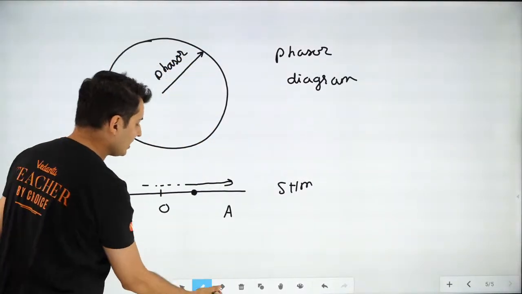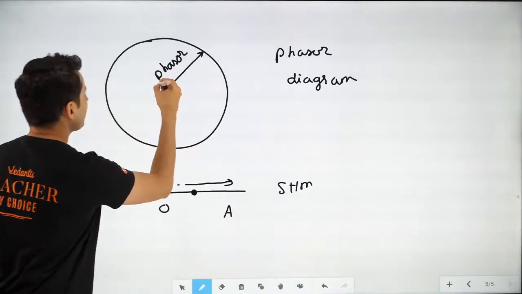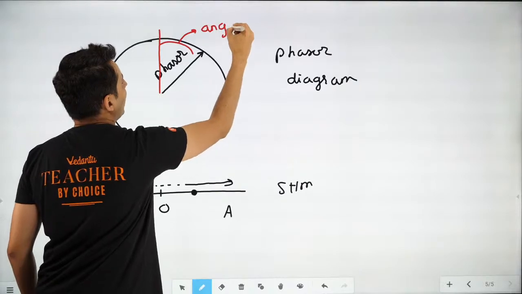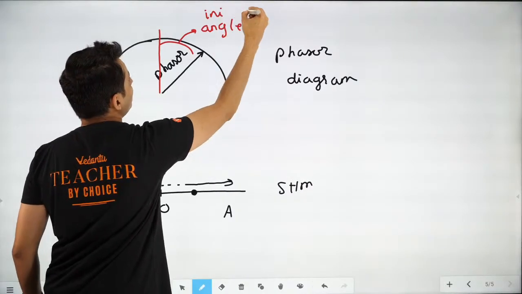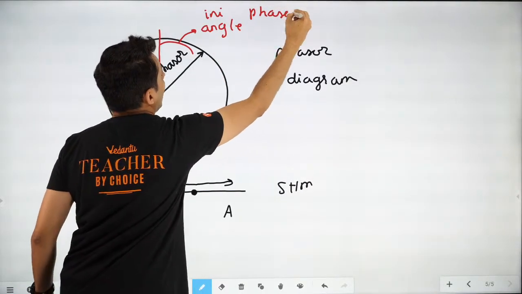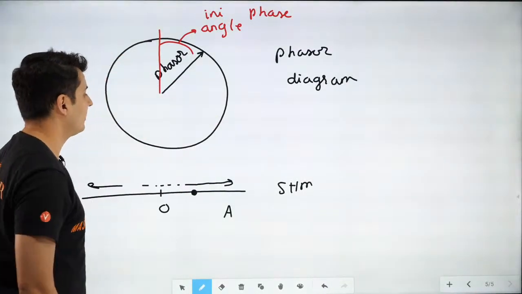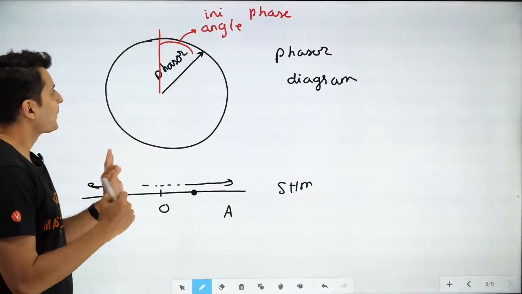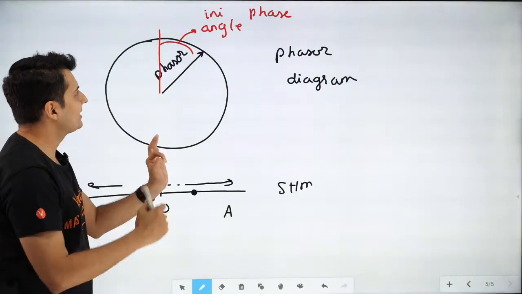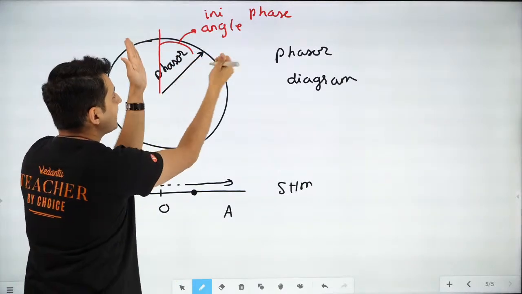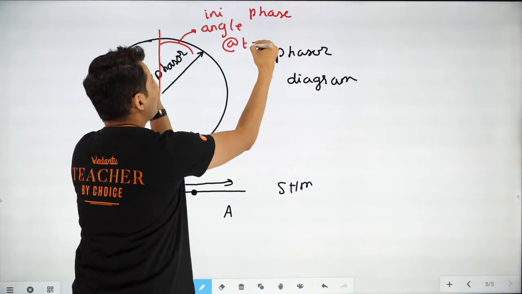And that angle which it makes, we just discussed, that angle is called the initial phase angle. Remember that. That angle which it makes is called the initial phase angle. Now, also one last thing. This is called the initial phase angle which it makes at t equal to 0.